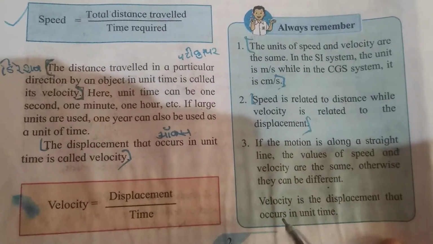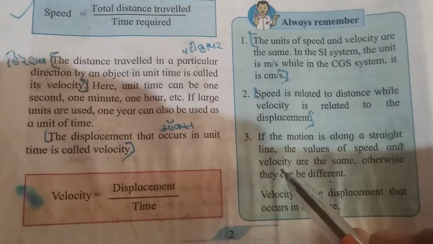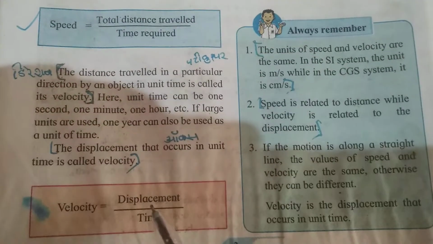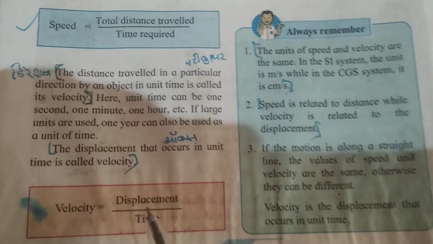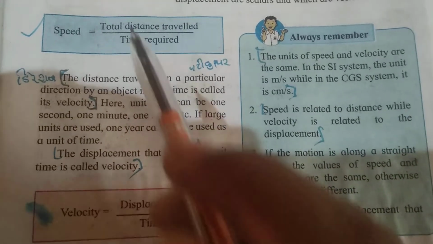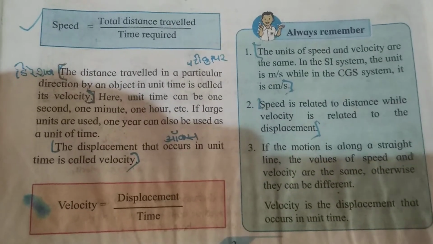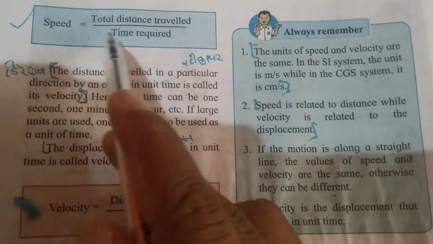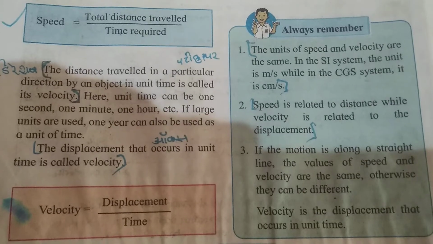Velocity is the displacement that occurs in unit time. So what we can understand from this speed and velocity, the speed is distance upon time and velocity is displacement upon time. So the velocity requires the particular direction, and speed does not require a particular direction. That is the difference between both of them. That means speed is a scalar quantity and velocity is a vector quantity.